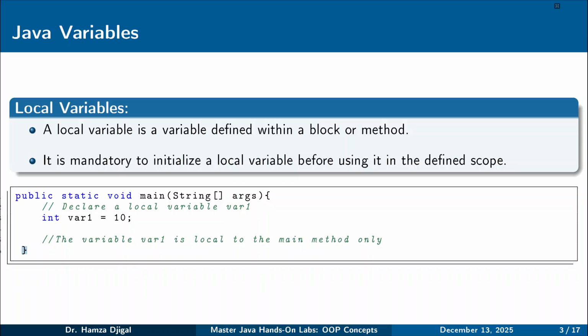There is a rule: it is mandatory to initialize a local variable before using it. What does this mean? If I define a local variable and I want to print it, I have to initialize it. If I didn't initialize it, I cannot print it, I cannot use it. This is one of the rules: we have to initialize a local variable before using it in the defined scope. Local variable means outside this block we cannot see the variable. If I call it outside this block, I will get a compile error.